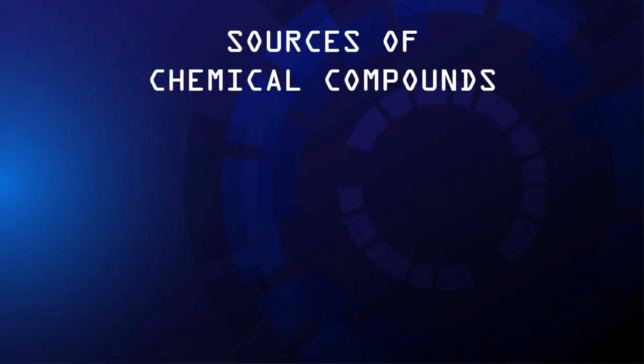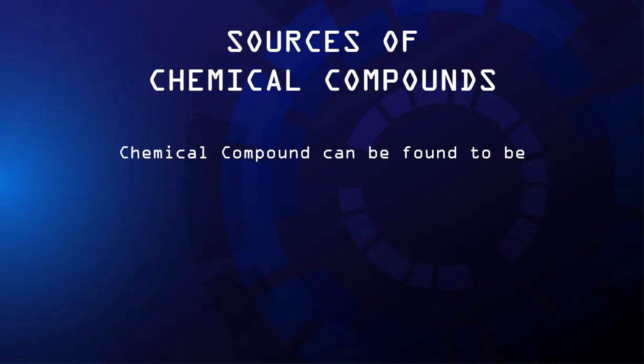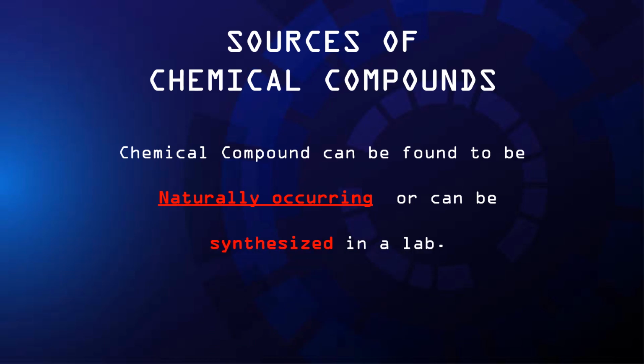So let's talk about the sources of compounds. Since we have already discussed what compounds are and how they are differentiated into crystalline and amorphous, now it's time to know the sources of compounds. Usually we know that chemical compounds can be naturally occurring or they can be synthesized in a lab. So there are two main sources of chemical compounds. They can be naturally occurring, or they can be synthesized in a lab.